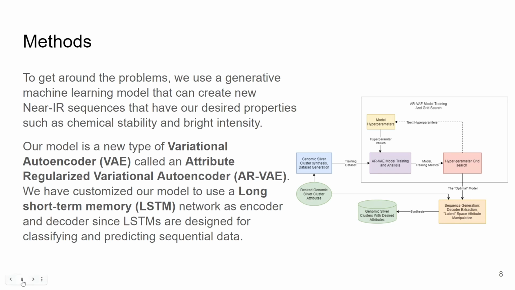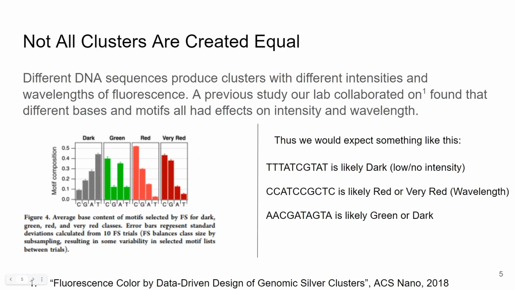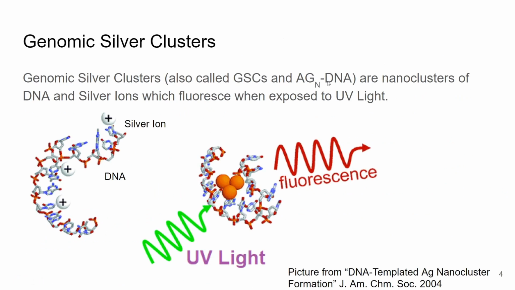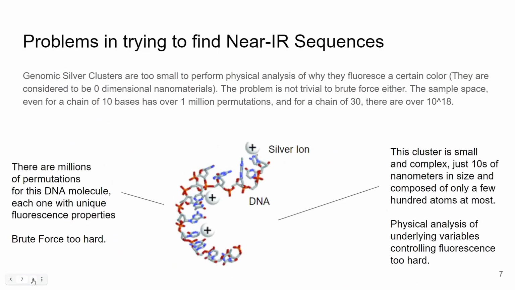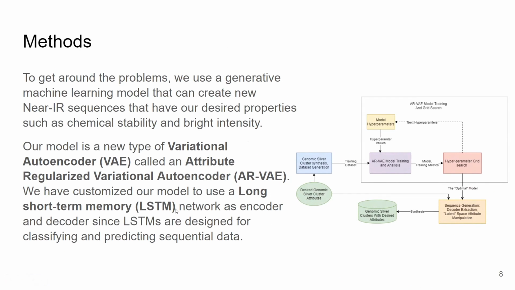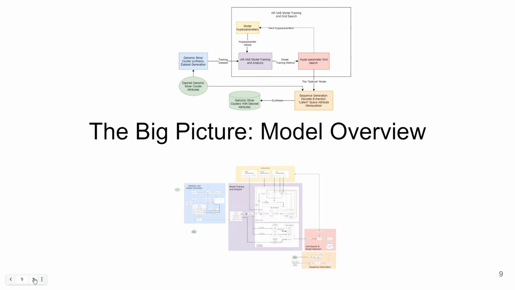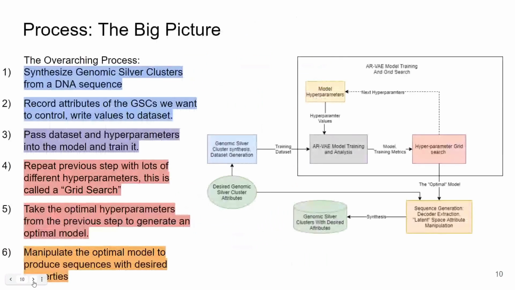And we just so happen to be operating on sequences, DNA sequences of 10 bases. So that's why we are using a long short-term memory network for our encoder and decoder, which will make a lot more sense when I go over this in the next portion where I explain what exactly an AR-VAE is and how it works. So let me jump right into the big picture model overview for how the data actually flows through our big machine learning network.